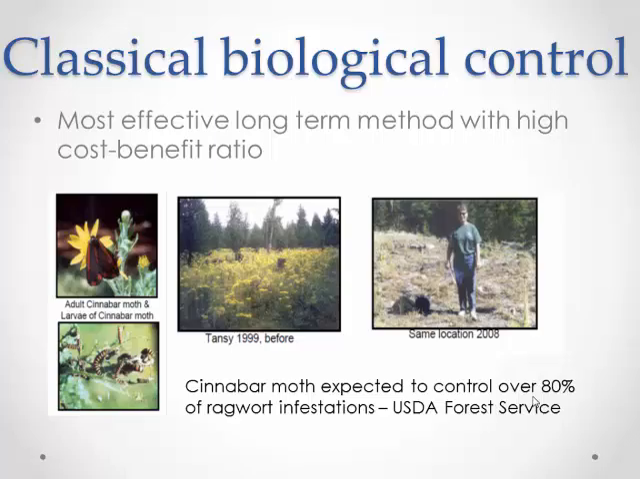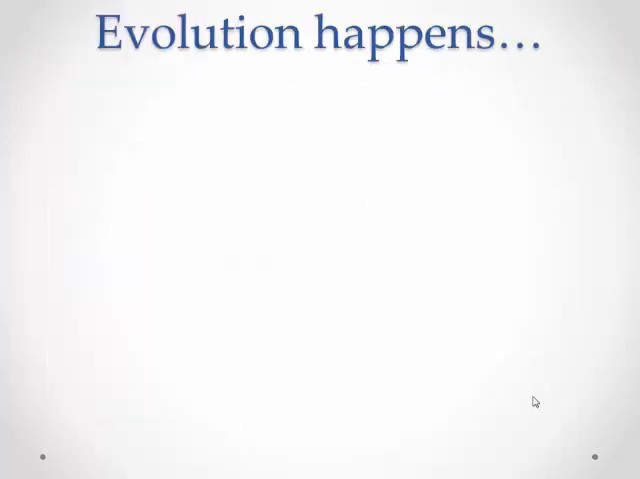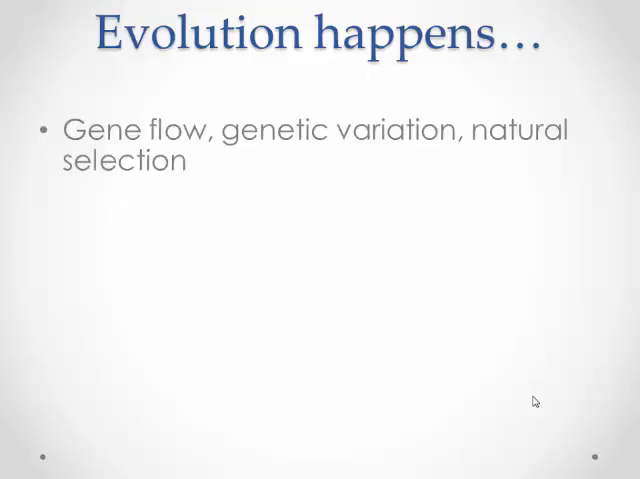The problem, a big problem with biological control programs is the success rates. And so we need to start thinking about ways to improve the success of different programs as they get off the ground. So one thing that we think about a lot is evolution, and evolution happens. As these agents are released into the field, they will undergo many different evolutionary processes, such as different levels of gene flow, different levels of genetic variation depending on where they came from and the population sizes as they're introduced, and also, of course, natural selection in their new environment.